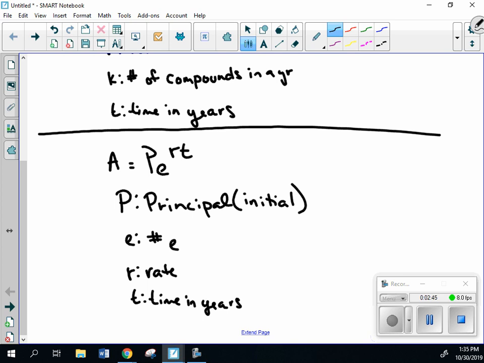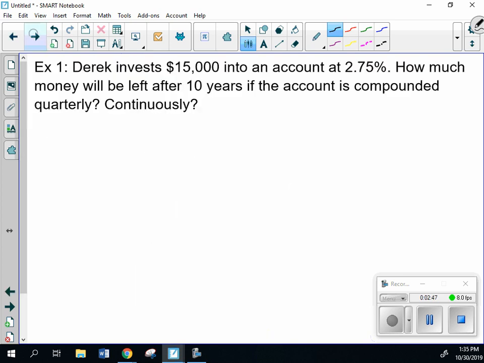So for instance, let's say that Derek invests $15,000 into an account at 2.75%. How much money would be left after 10 years if the account is compounded quarterly? How much would be left, same numbers, if it was compounded continuously? So let's look at the quarterly one first. So I'm just going to use that formula.